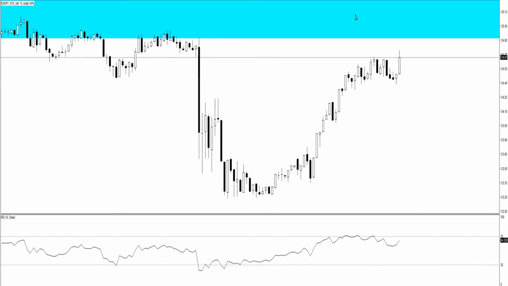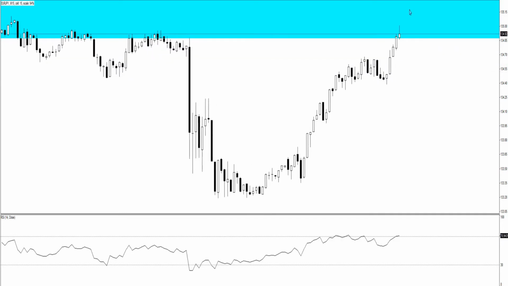Always important is the first touch. So we have our first touch of the level right here. Now what we need to look for is a divergence in this area. So we call this the first high.